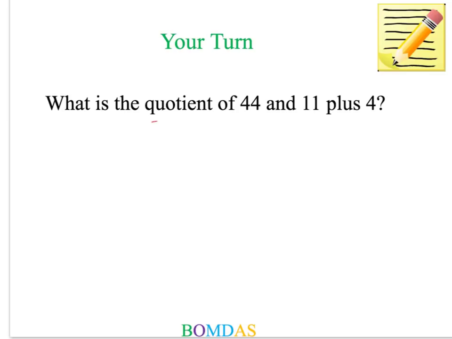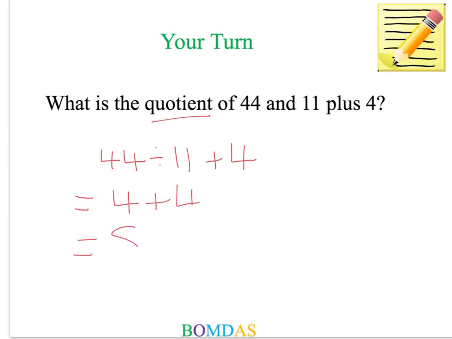Okay, so the quotient means we need to divide. So the quotient of 44, so 44 divided by 11 plus 4. Now when we're using BOMDAS, we need to do the division first. So 44 divided by 11 is 4 plus 4, and that equals 8. So that was a pretty easy one for you. So hopefully you got that right.